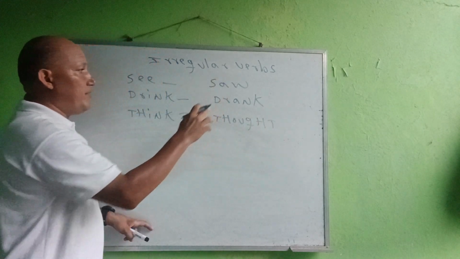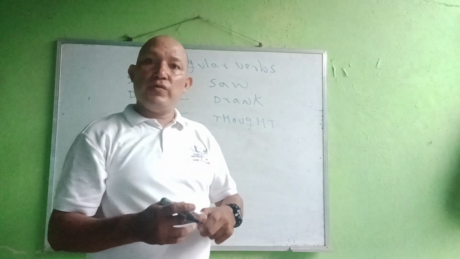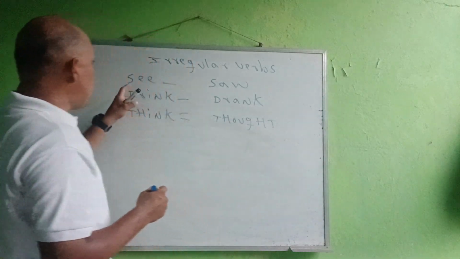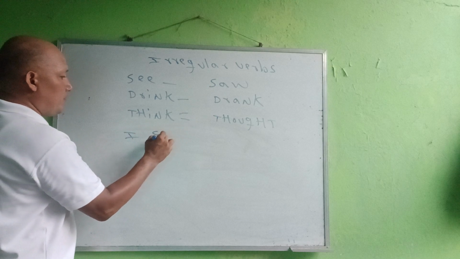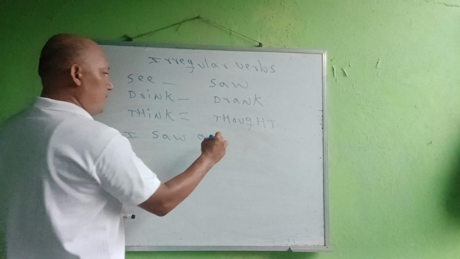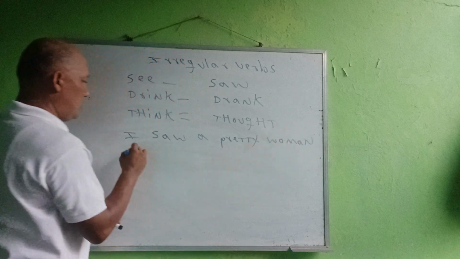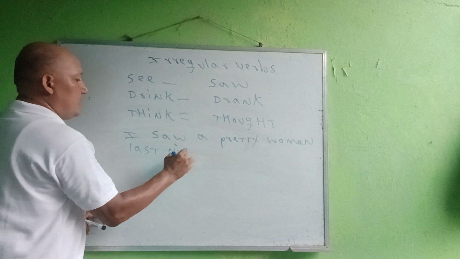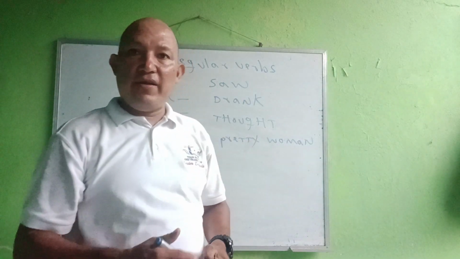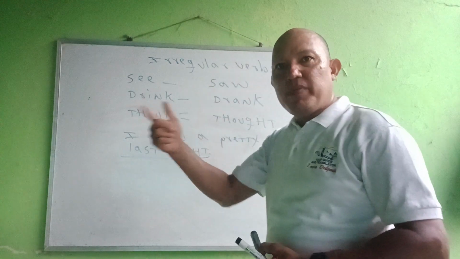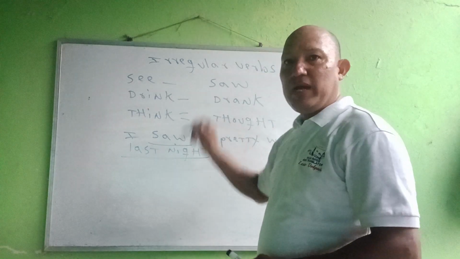Here you have some irregular verbs for you to identify the difference between regular and irregular verbs when you are going to change to past tense, okay? For example, see, the past tense is saw. For example, I saw a pretty woman last night, okay? In this example, I specify the action that happened last night. What did I do last night? I saw a pretty woman last night, using the past tense of the verb see, an irregular verb, okay?